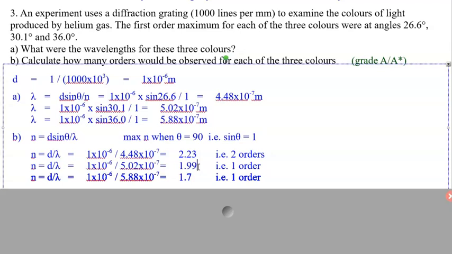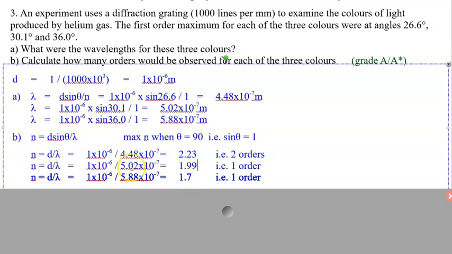So what does that actually mean? You cannot have 0.23 of a dot. So we've got 2 dots, so that's n equals 1, n equals 2. The 0.23 means we're somewhere between 2 and 3, which means all we actually see is 2 orders. So 2 dots on either side, plus the one in the middle, that would be 5 dots.